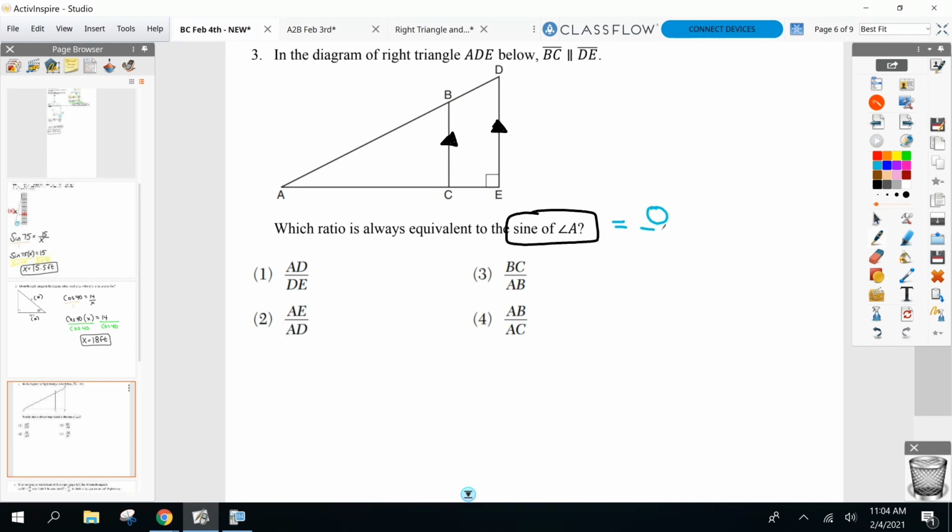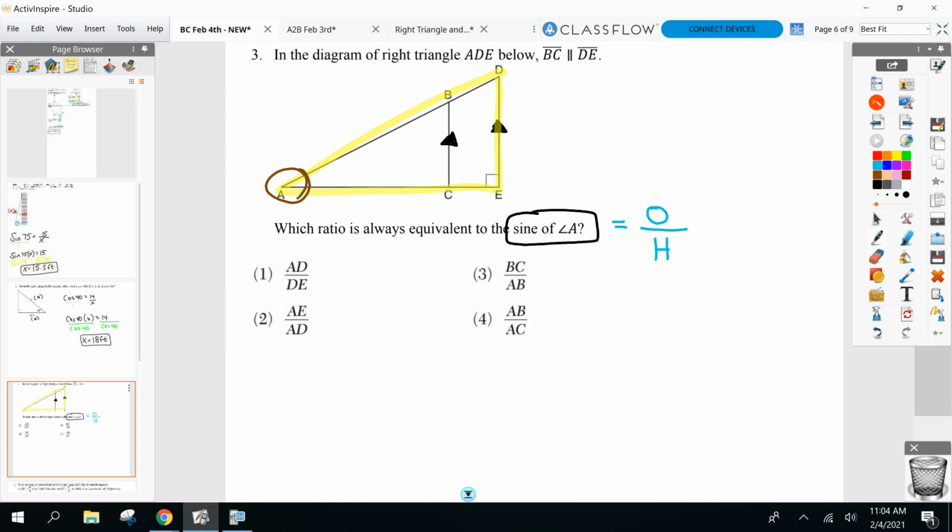Opposite over hypotenuse. Good, perfect. Opposite over hypotenuse. And this is the first time I'm going to bring this up today. Sine, cosine, tangent can only be used in a right triangle. That's our topic this unit, right triangle. All right, I cannot use sine, cosine, tangent on any old triangle. It's got to be a right triangle. So right now, the only right triangle I see up here is the big dog, ADE. That's a right triangle, so I can use sine on that right triangle.